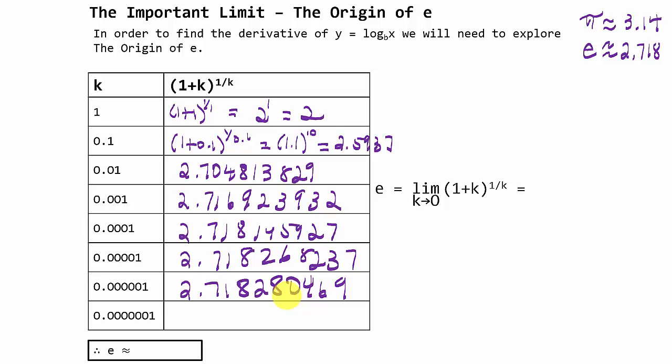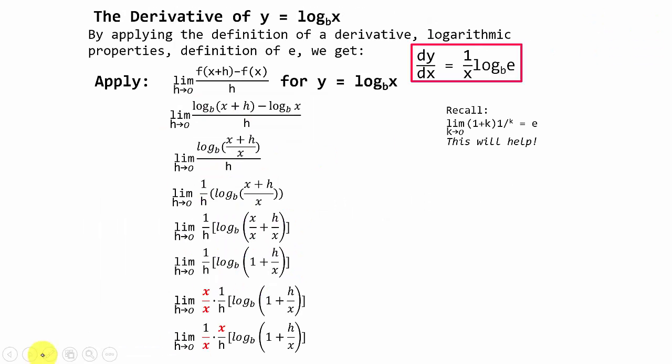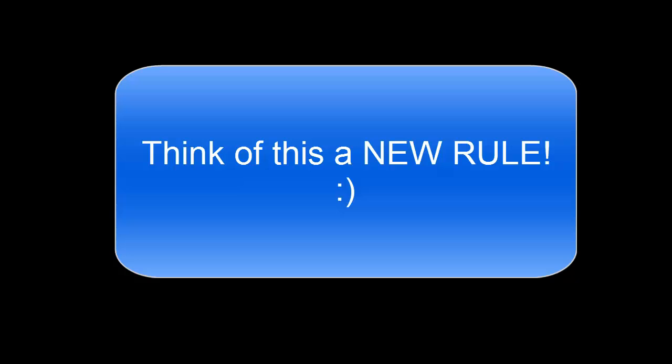2.71828. Now this decimal will go on forever and ever, will not terminate, will not repeat. We're going to approximate e as 2.71828. You should remember that. We're going to develop the derivative for y equals log base b of x. The derivative is equal to 1 over x times log base b of e.